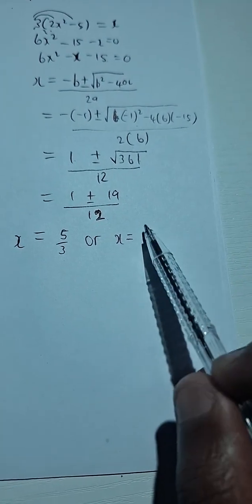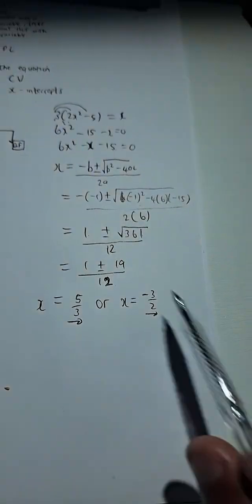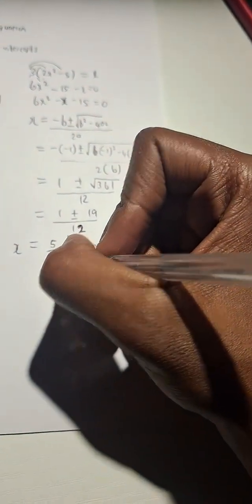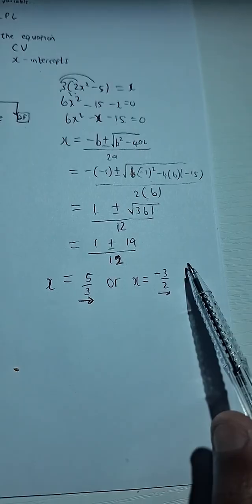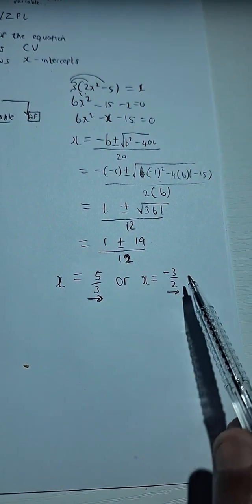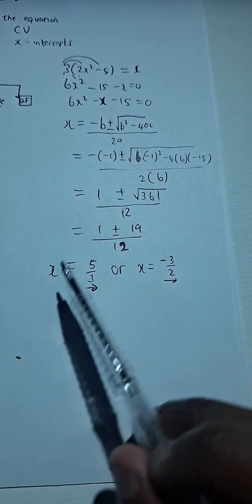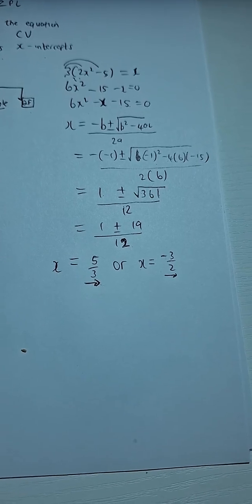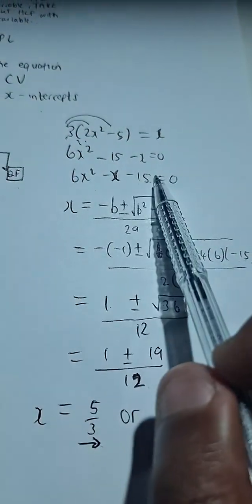Then the other one, 1 minus... -3/2. So you can see that this was definitely factorizable. We could factorize. Yeah, it was possible to factorize this. It would have been 3x minus 5 into 2x plus 3. That would have been the factors of your brackets had you factorized.